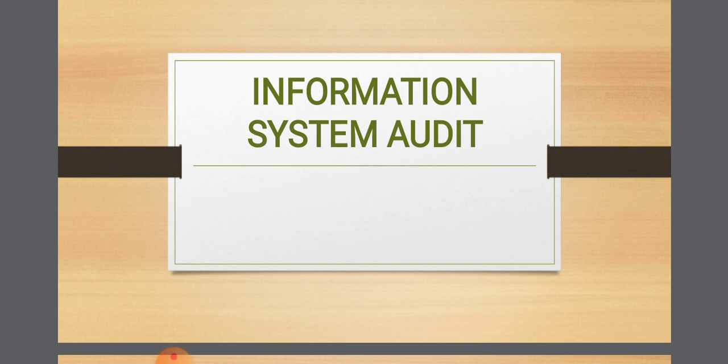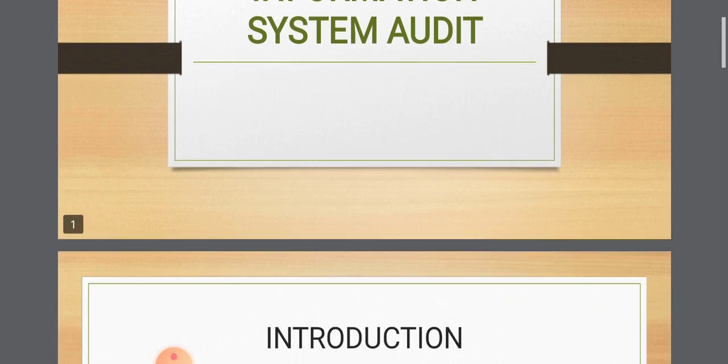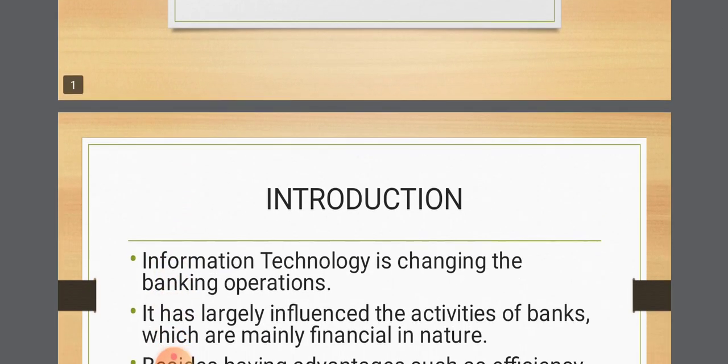We have already done that computer audit is concerned with examining or auditing or checking the basic functioning of the computers which are involved in banking, and in fact using computer softwares for the purpose of audit. But information system audit is somehow different from computer audit.